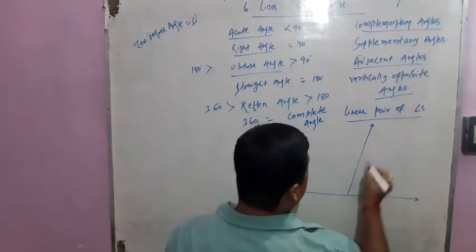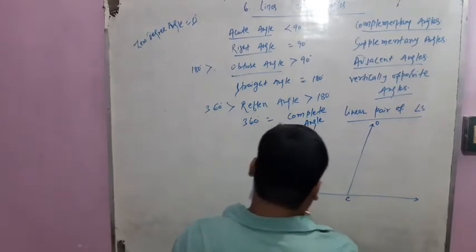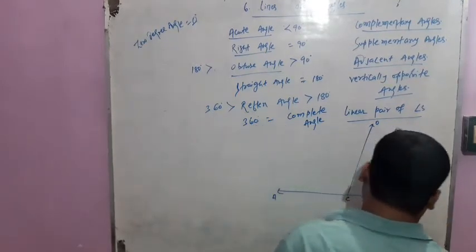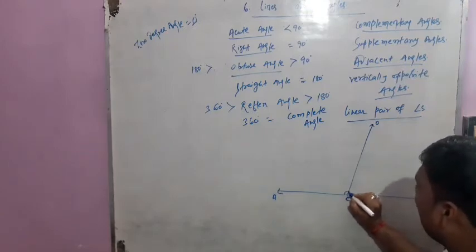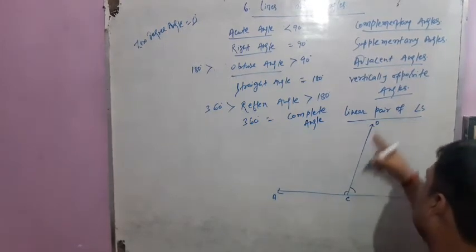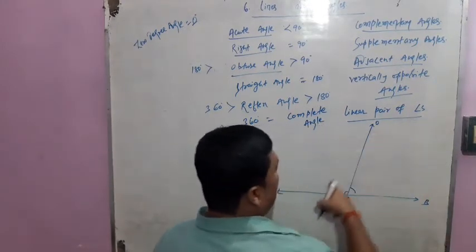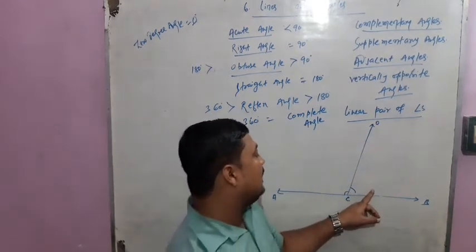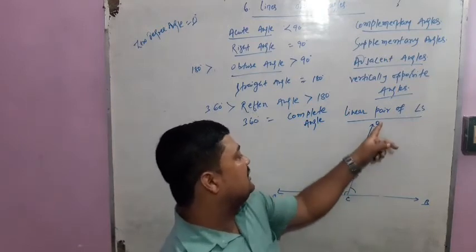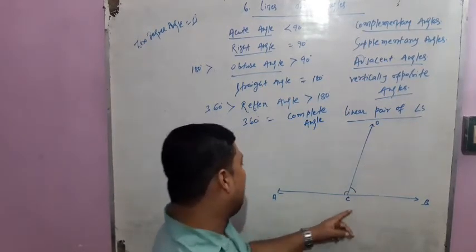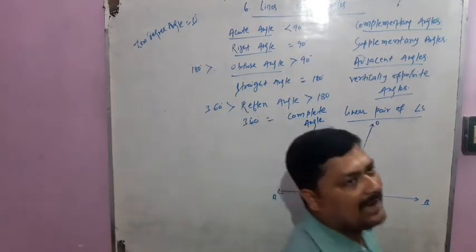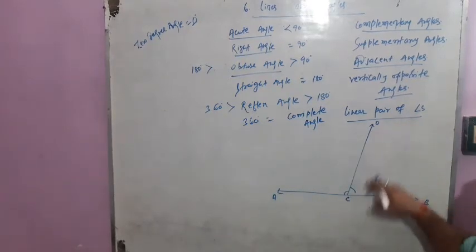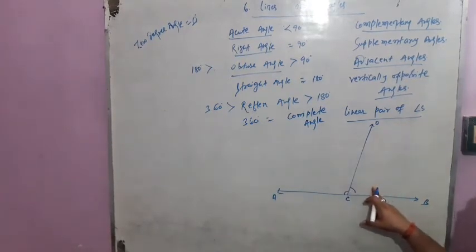Suppose OC is a ray that stands on a line AB. Now here two angles are forming, AOC and BOC. These two angles are forming here. Now these two angles are adjacent angles. Why? Because here OC is the common arm and the arms OA and OB are lying on opposite sides of OC. So both angles are adjacent angles.